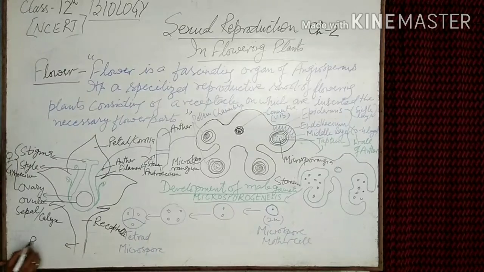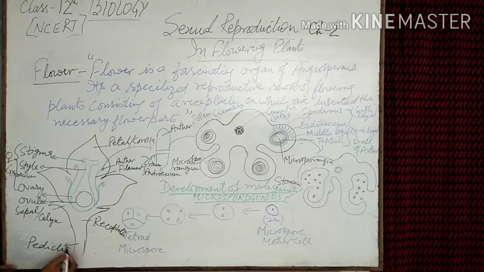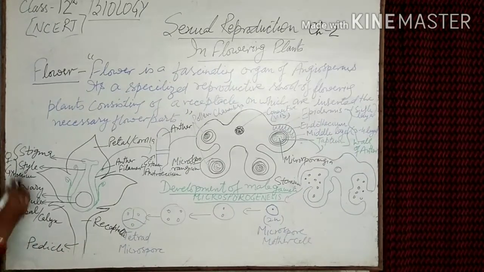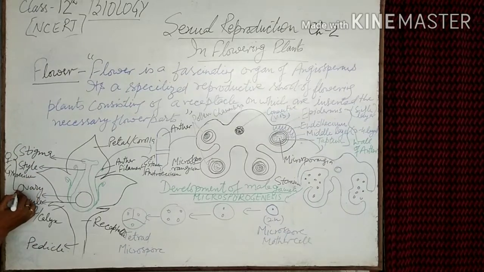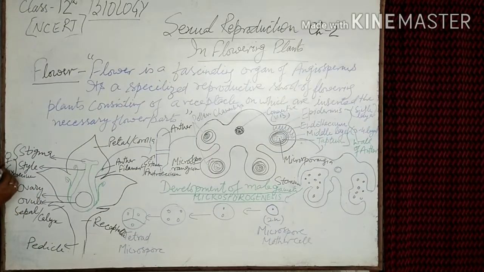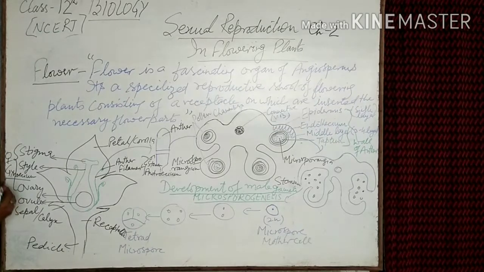And the pedicel, the stem part of the flower. And the stigma, style and ovary combined form the female reproductive organ, the gynoecium, or other names: carpel, pistil. These are the different terms denoted.